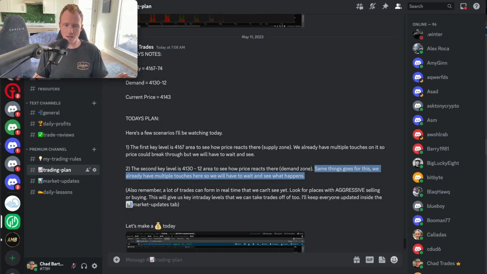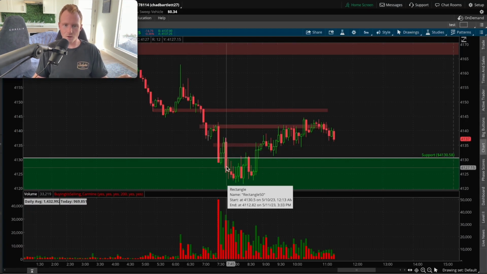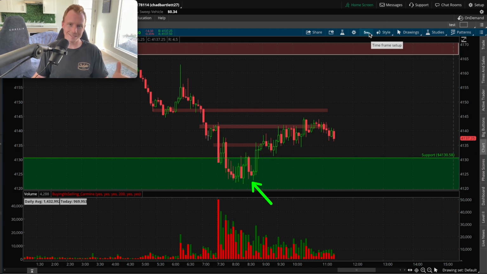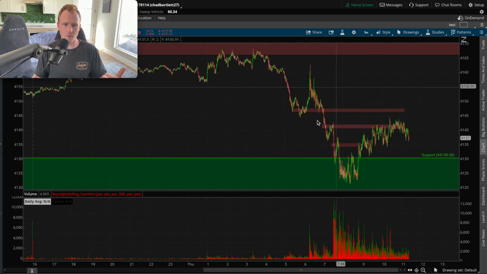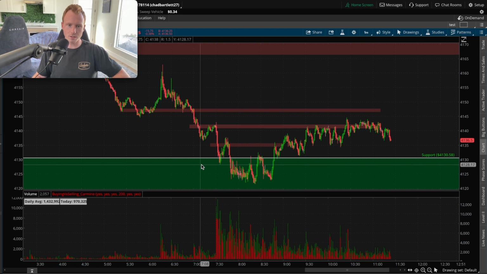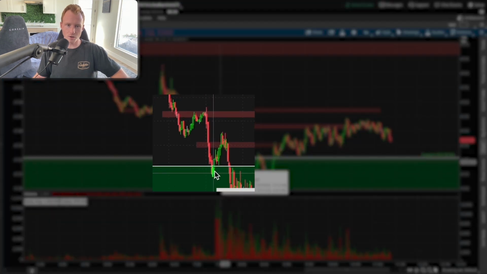So now if I go back to the chart, we can see that once we got inside of the zone, we started to see buyers. We started to see price slowing down. So if I go into our 1-minute chart, I'll actually show you the trade I took today. The first trade I took was this right here. We got down to the zone.